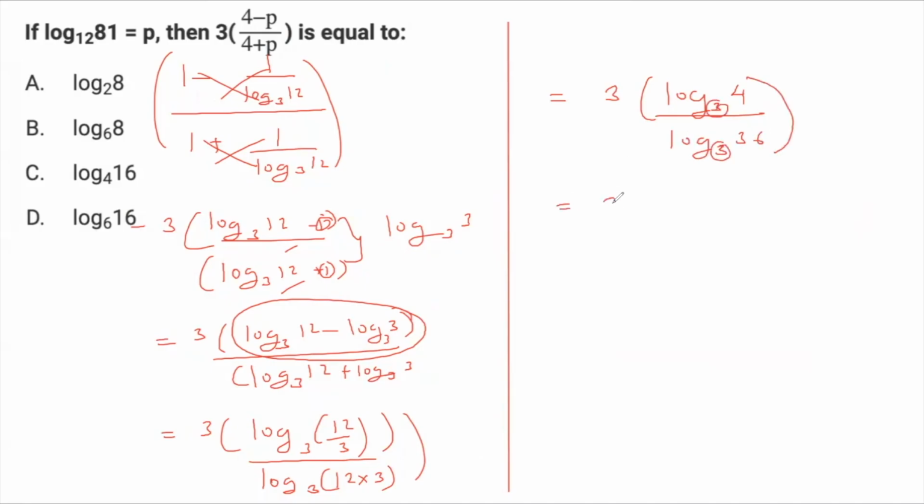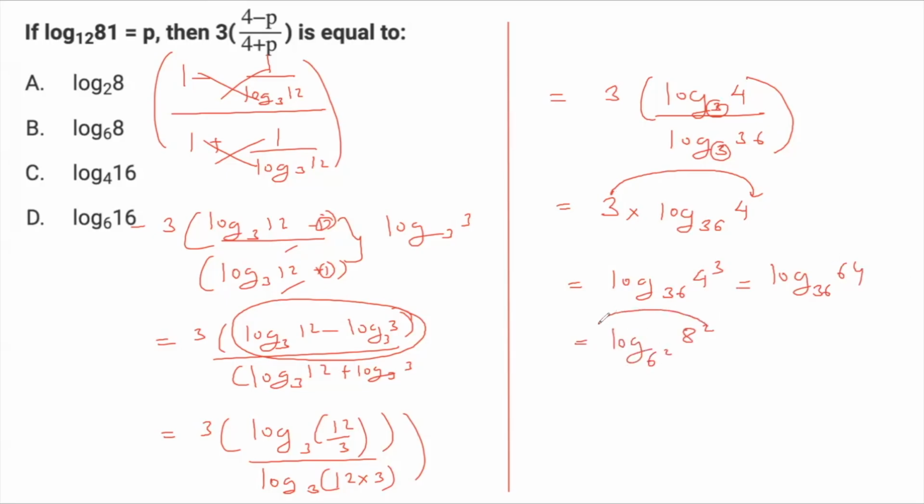So finally, I can write this as 3 into log of 4 to the base 36. The 3 can be taken above, so this is log of 4 cubed to the base 36, or log of 64 to the base 36. 64 is 8 square and 36 is 6 square, and we have log, so 2 comes in the numerator and 2 in the denominator. 2 upon 2 into log of 8 to the base 6 is my final answer. That is log of 8 to the base 6. Very clearly, this is my B option.